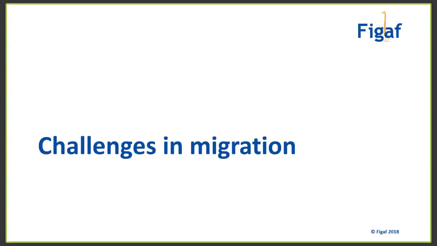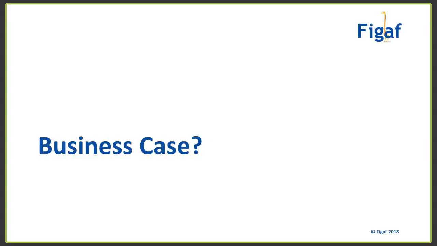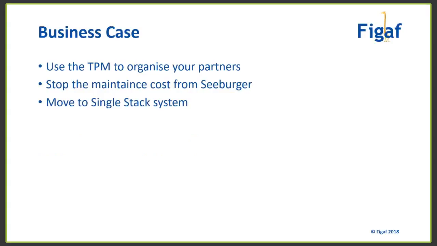Then we'll cover some of the challenges in a migration, and I guess one of the biggest is the business case. Correct me if I'm wrong, but I don't know how to make a business case for this. Obviously you can use the trading partner management to organize your partners. That functionality is pretty cool. I guess the biggest one is you stop paying maintenance to Seeburger, and you can move to a single stack system, and maybe the simplicity of the stack is worthy of a business case. But if you have any other ideas for how to make a business case, please put them in the comments. I'd like to hear your take on this.